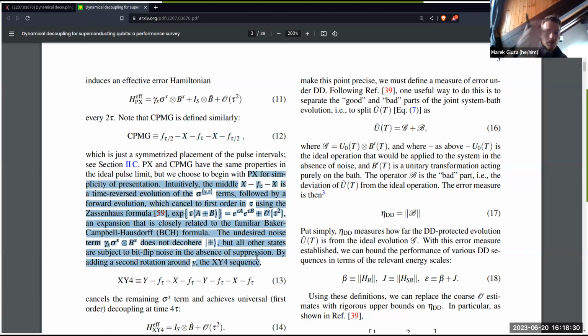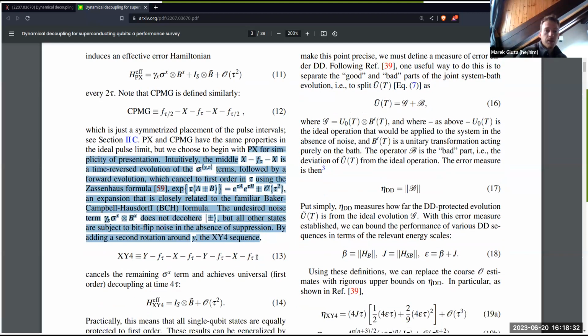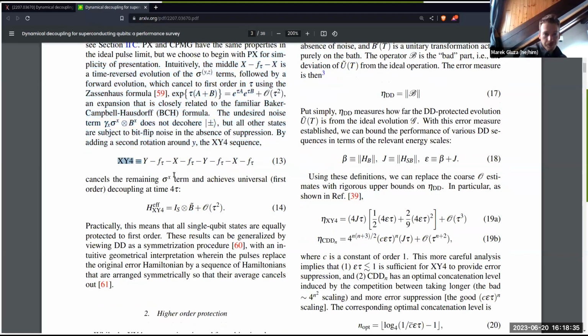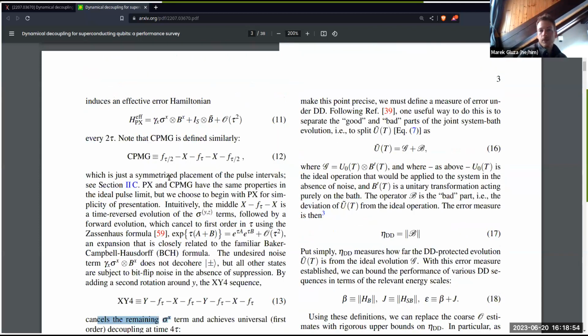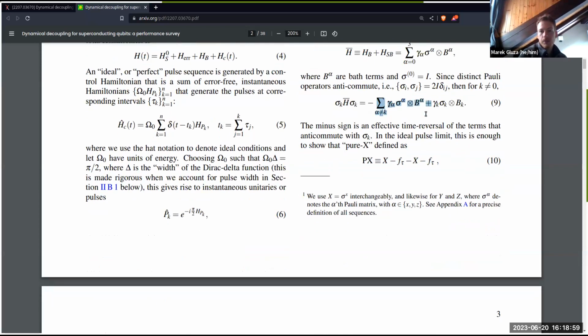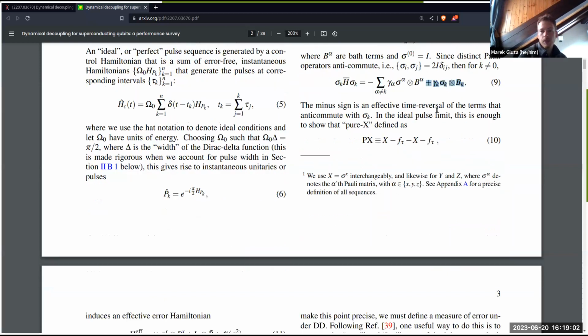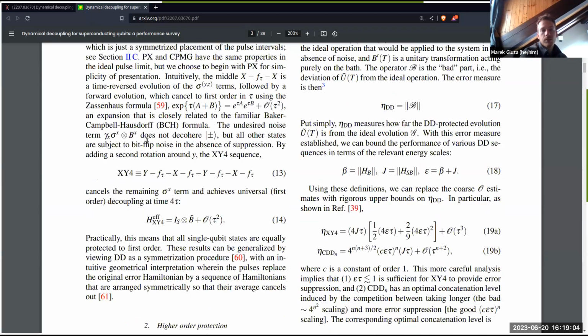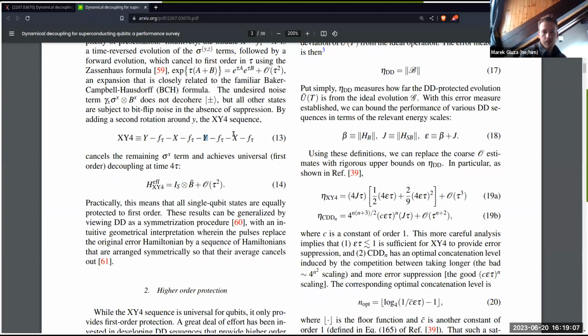There's some discussion of what we were saying already, so I will skip that because we want to see XY4. And what's going on here? You are pulsing with Y, you are pulsing with X, and you're pulsing with Y again. Okay. And basically, by adding a second rotation around Y, the XY4 sequence defined like this cancels the remaining sigma X terms, right? Because our X rotation removes the Y and Z terms, but it keeps the coupling to the buff of X operators. So now we do an interlacing with Y, which is canceling those as well.